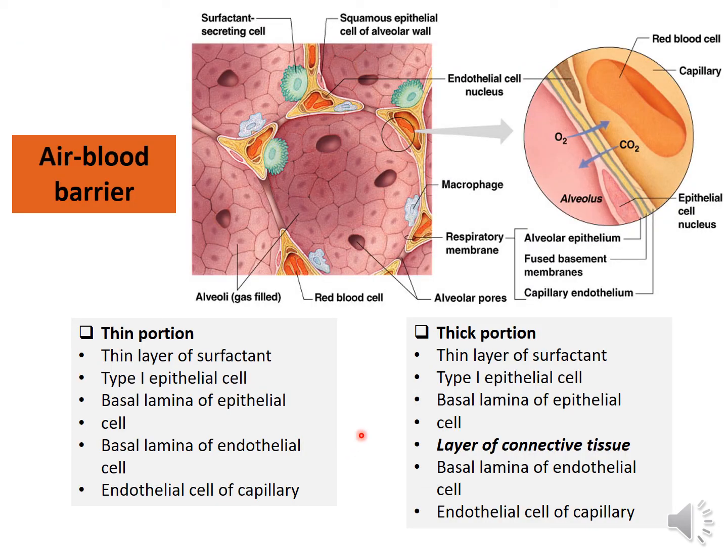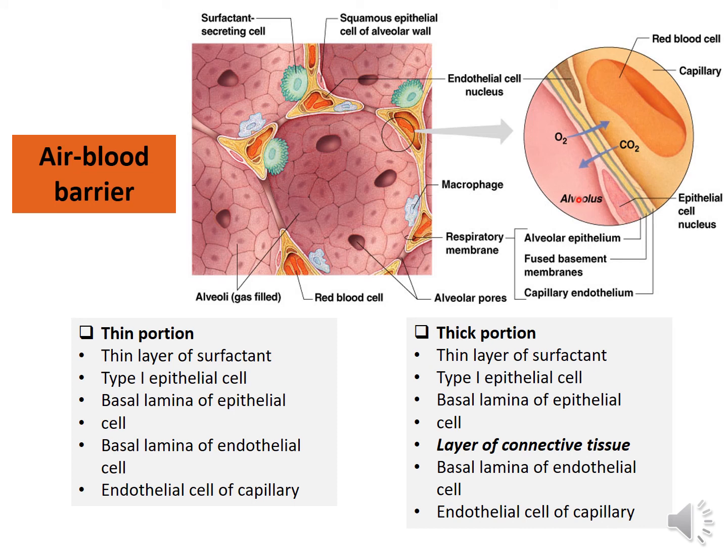Exchange of gases takes place between the air in the alveolus and the blood in the pulmonary capillary. The pulmonary capillary is located in the interalveolar septum. So there is a barrier between these two components. Such a barrier is called the air-blood barrier. So what are the components of this barrier? We'll see from the diagram.